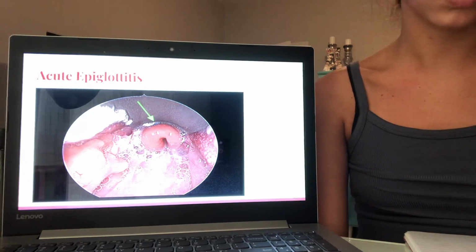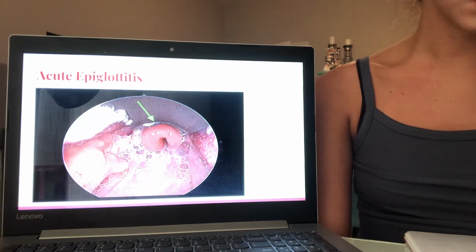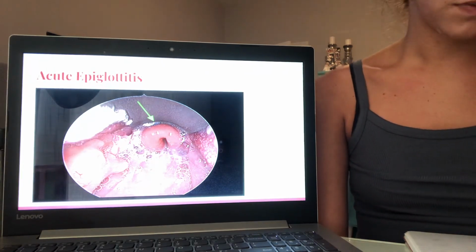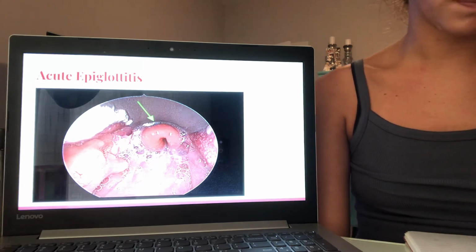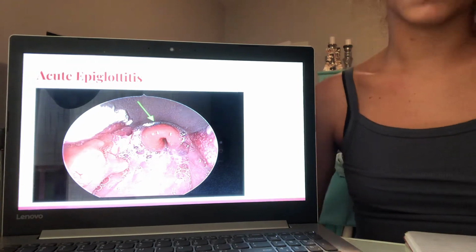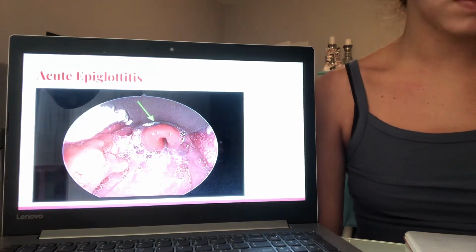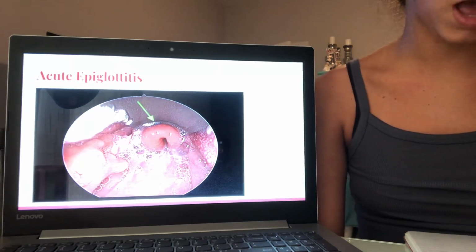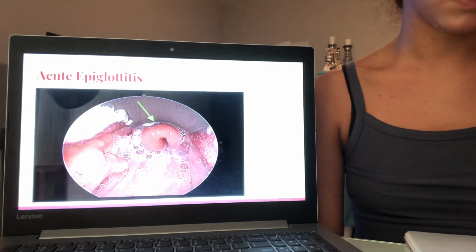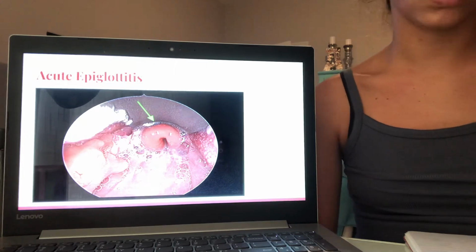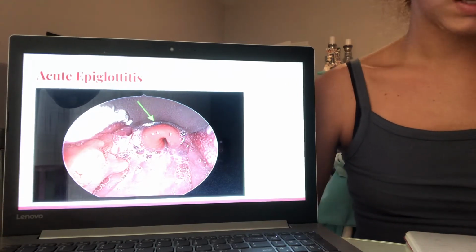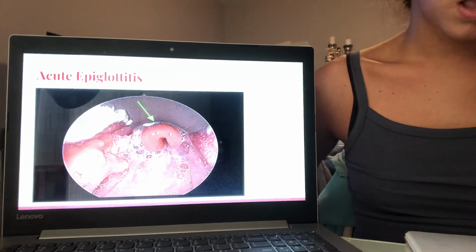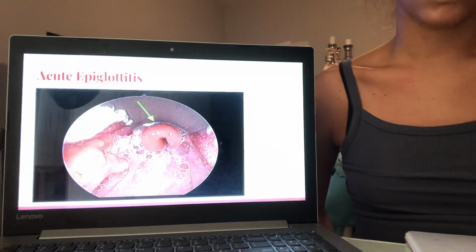drooling, anxious, restless behavior, and feeling better when sitting up or leaning forward. And those are symptoms in children. Symptoms in adults include fever, a muffled or hoarse voice, abnormal, high-pitched sound when breathing, difficulty swallowing, and drooling. And then causes. Epiglottitis is caused by an infection or an injury.